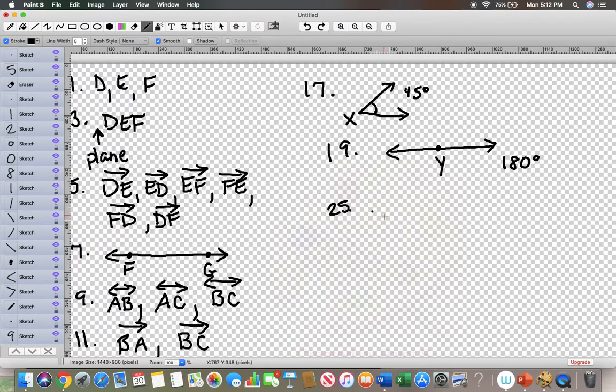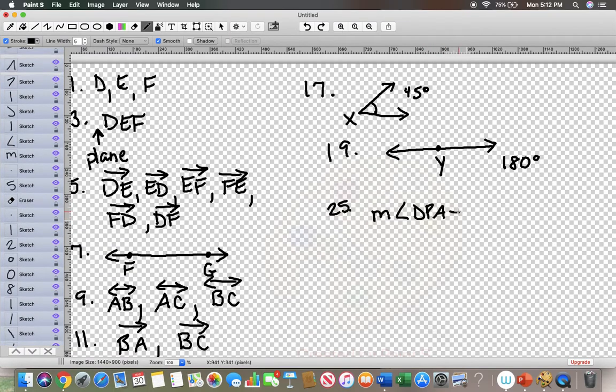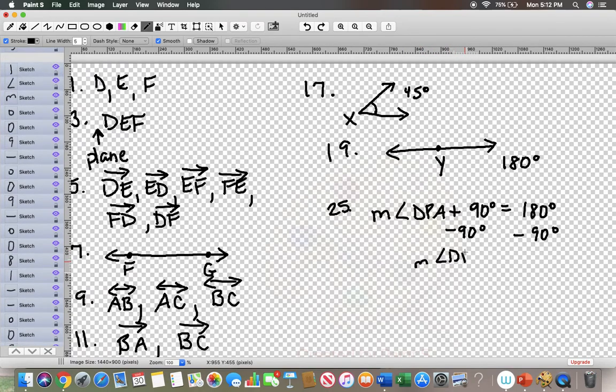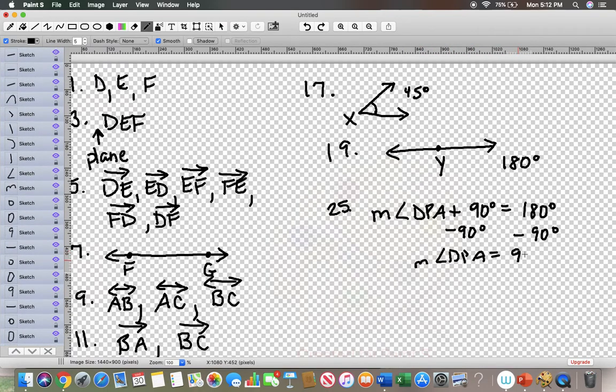So we're looking for the measurement of angle DPA. If I know that the measurement of angle DPA and the measurement of angle DPE, which is 90 degrees, make a straight angle, then that's going to be 180 degrees. What is the measurement of angle DPA? Hopefully you got 90 degrees as well.